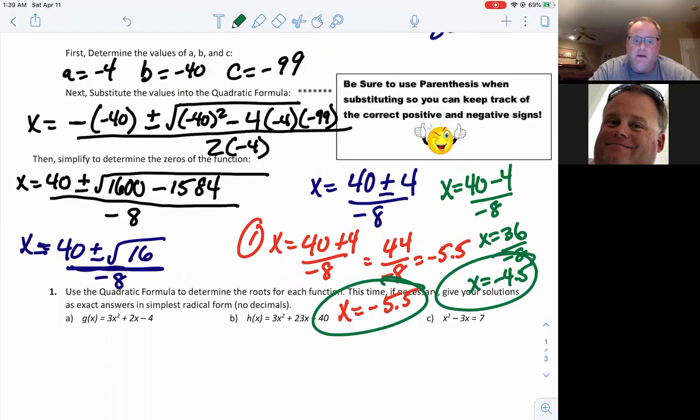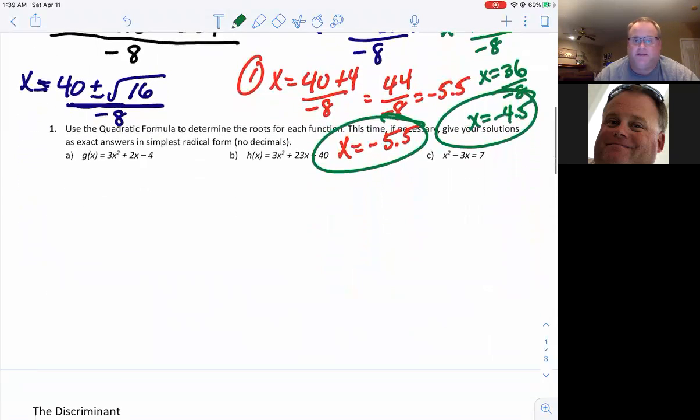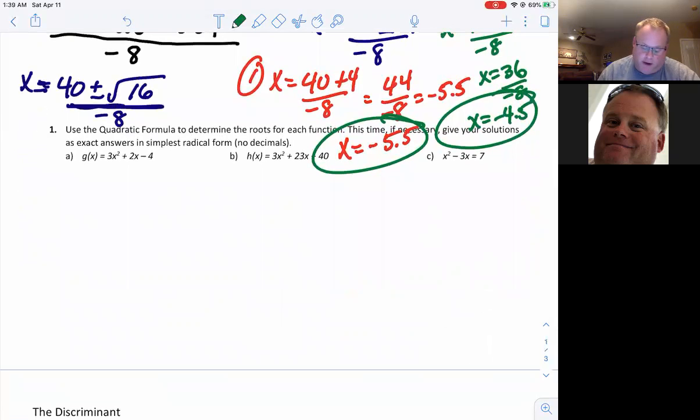Okay, let's do some more. The best way to do the quadratic formula is simply do them. All right, so let's look at the first one. g of x equals 3x squared plus 2x minus 4. So when I see this, I know that my A term is 3, my B is 2, and my C is negative 4, right? So I'm going to go ahead and start plugging it in.